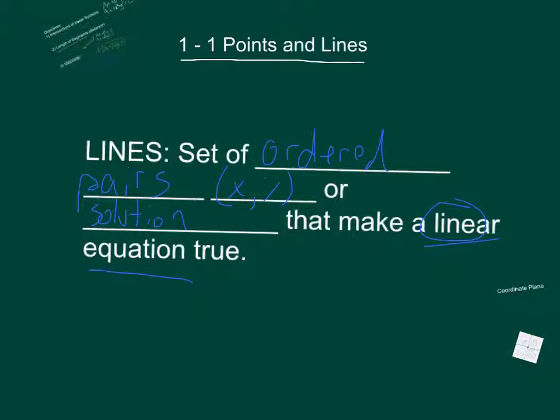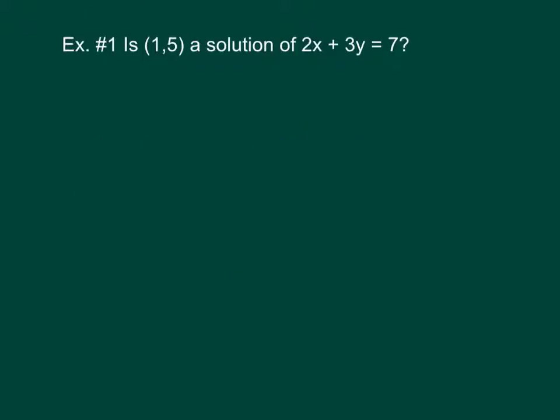So for instance, let's jump to our first example. Here it is, example number 1. This says, is the ordered pair (1, 5) a solution of this line right here, 2x plus 3y equals 7? Now remember, that's just a line. It's in standard form. Standard form is ax plus by equals c.